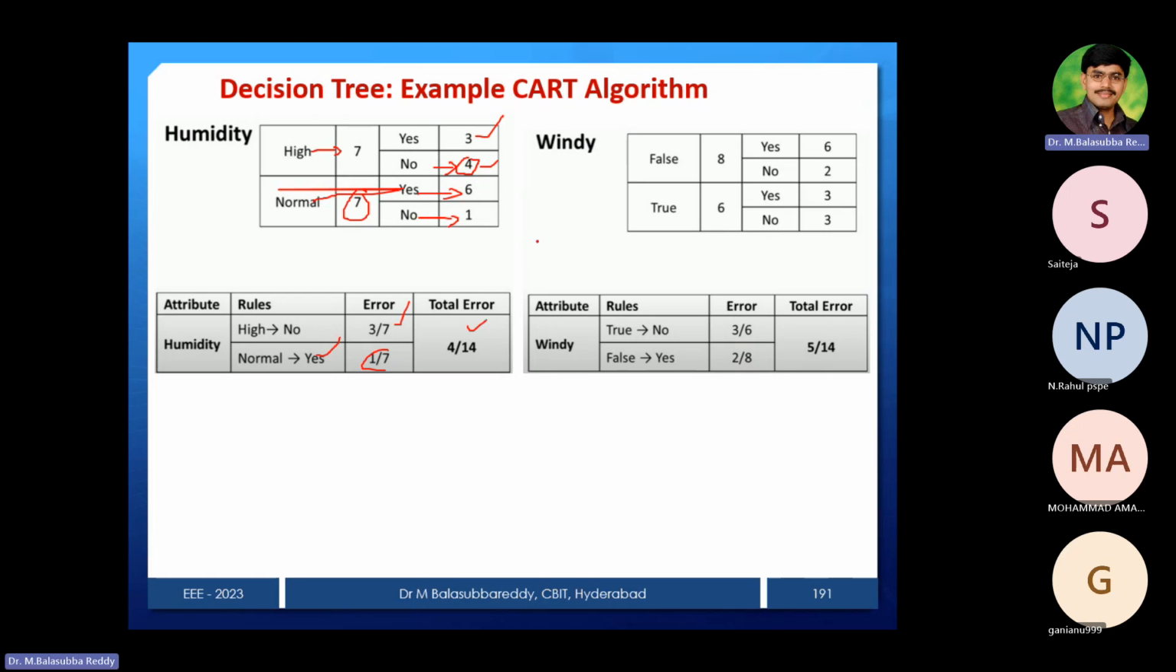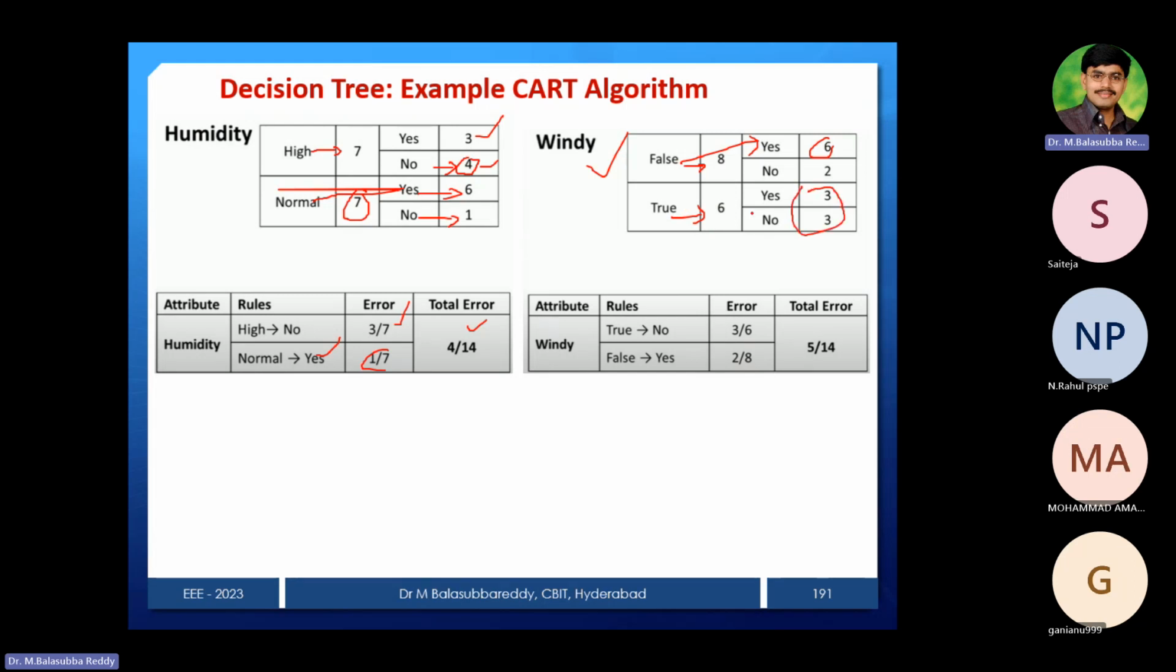And similarly, for windy, you take it. Total is 8: false is 6 and yes is 2. Now, what is the rule I have to take? Which one is highest? 6 is highest, then false is yes. Whereas here the highest are the same; let it be both are the same.